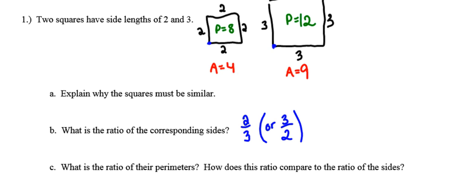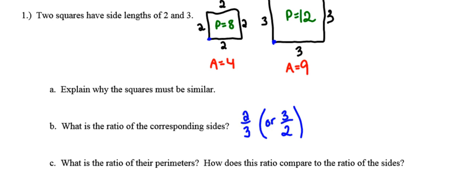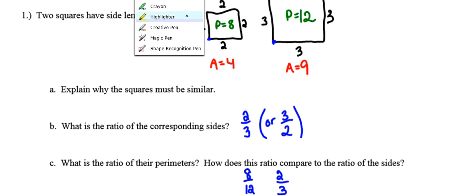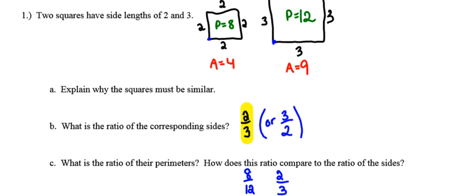Well, if I compare their perimeters, and again, just to be consistent with what I did in part B, I'm going to start out by comparing smaller to larger. 8 is to 12, which when I simplify or reduce that, and this is the reason that we always simplify or reduce all of our ratios, I'm going to divide each of those by 4. So 8 divided by 4 gives me 2. 12 divided by 4 gives me 3, and voila, one of the big key ideas for today.